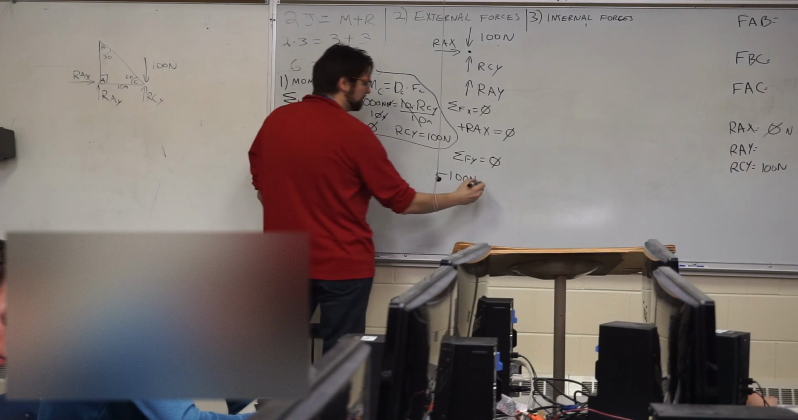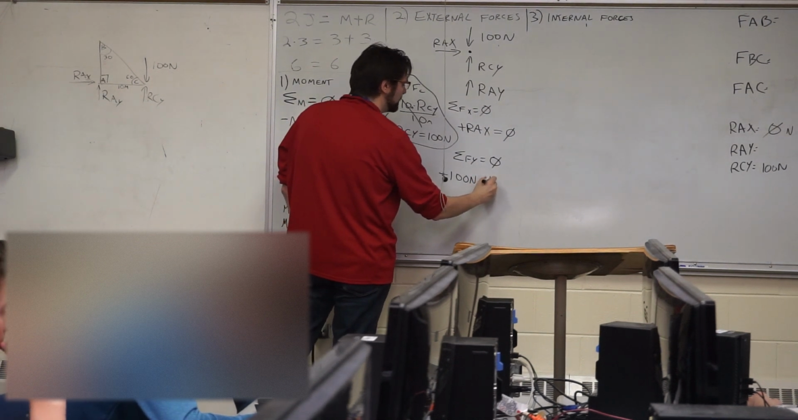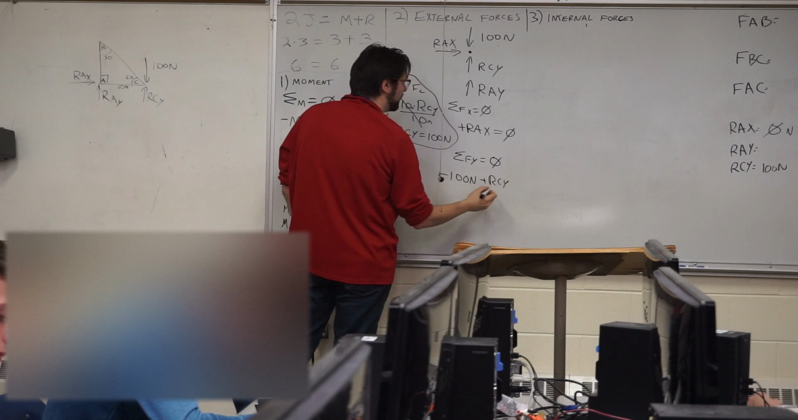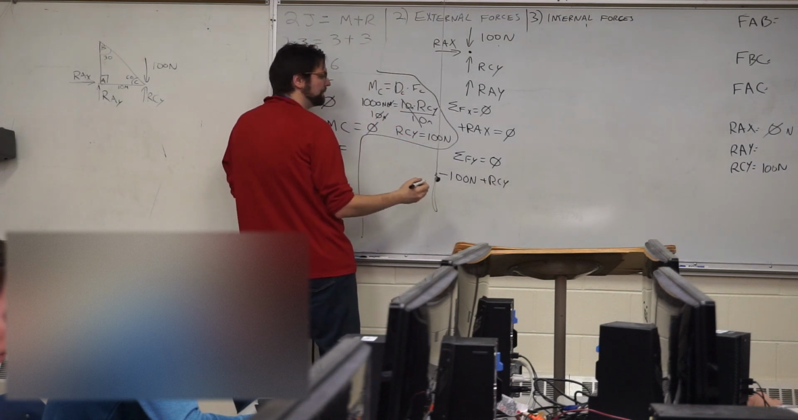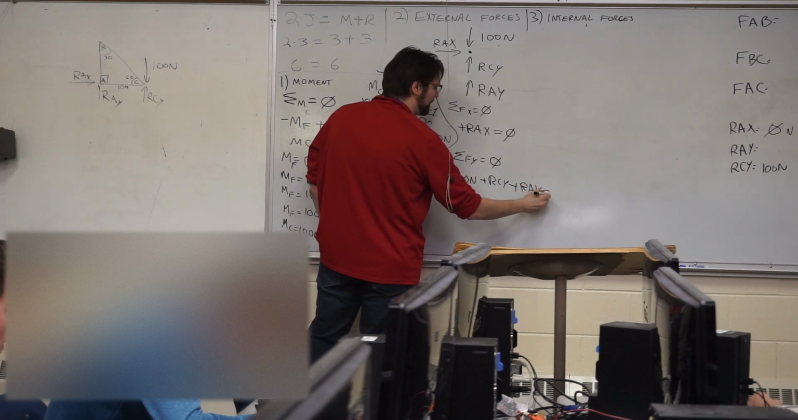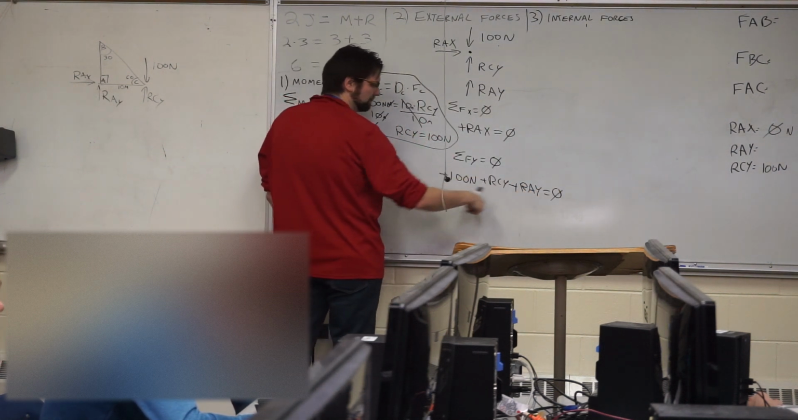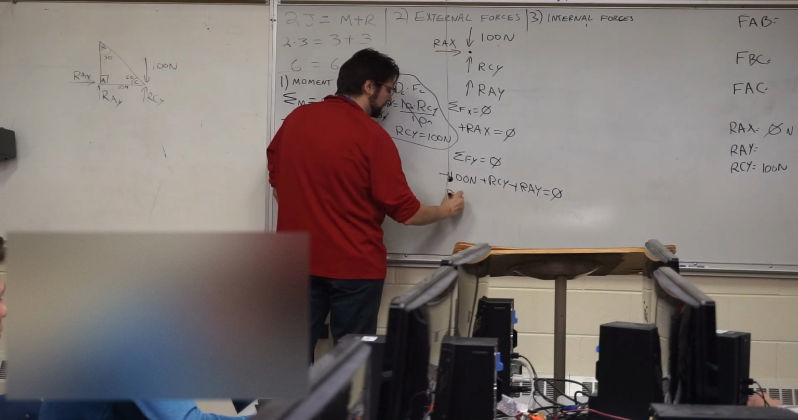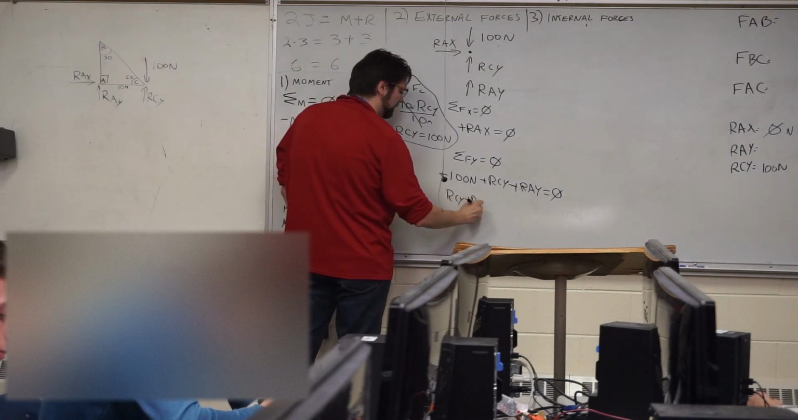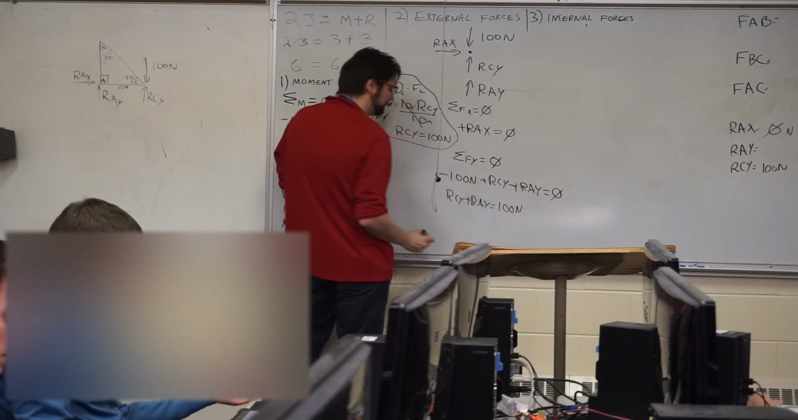RCY. RCY is positive or negative? Positive. And RAY, positive or negative? Positive, because they're both pointing up. I know that the sum must equal 0. So I'm going to add 100 to get it on the other side. RCY plus RAY equals 100 newtons.